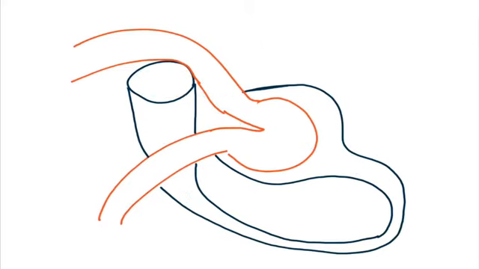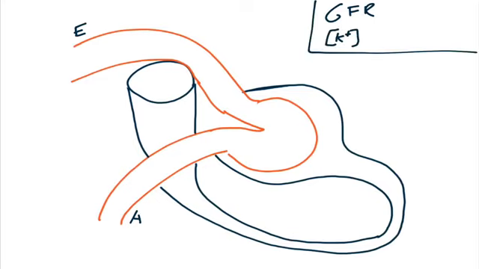So let's do another question. Okay, so here is our juxtaglomerular apparatus again, and we have the afferent arteriole here, and the efferent arteriole here. Now, the question is, what would happen to the GFR and potassium concentration in a patient taking an ACE inhibitor? So we'll write GFR and serum potassium concentration. We'll recall that the angiotensin converting enzyme, ACE, is responsible for making angiotensin II. If there is an ACE inhibitor, this angiotensin converting enzyme will be blocked. Therefore, angiotensin II levels will be decreased.